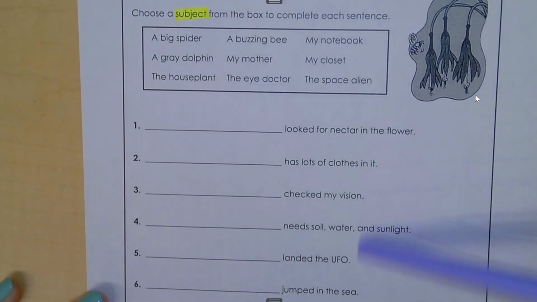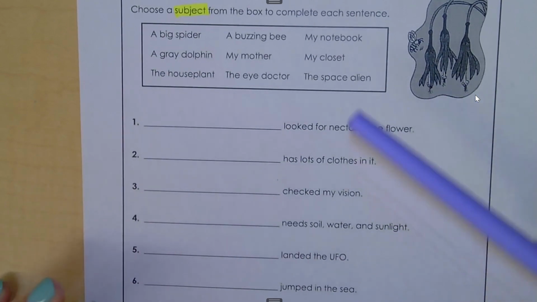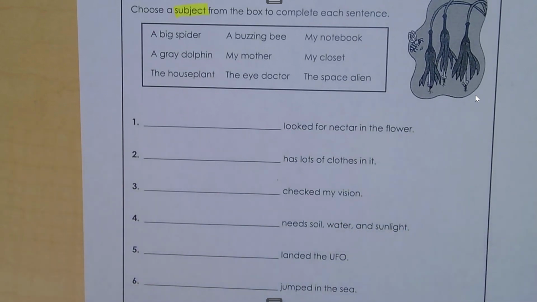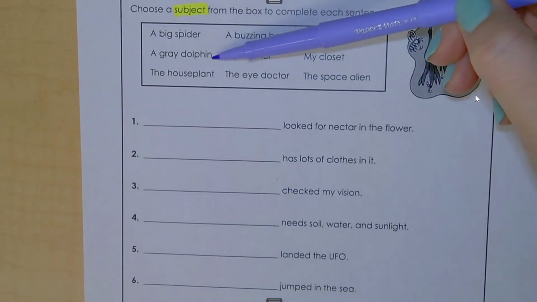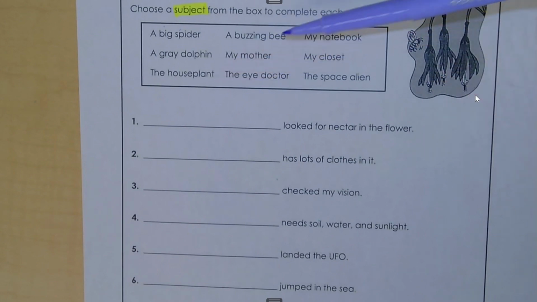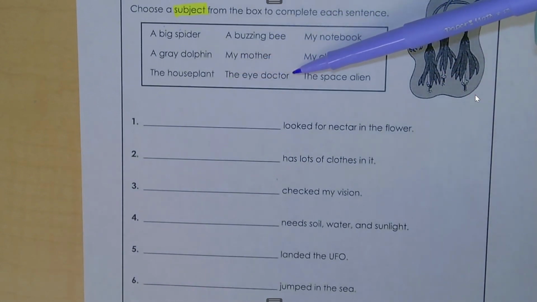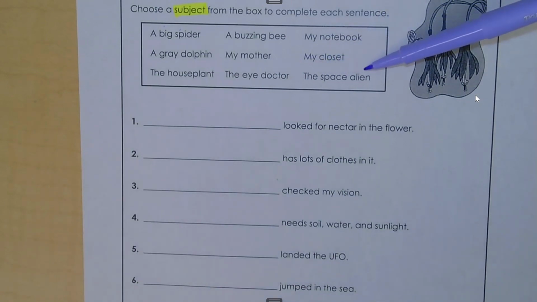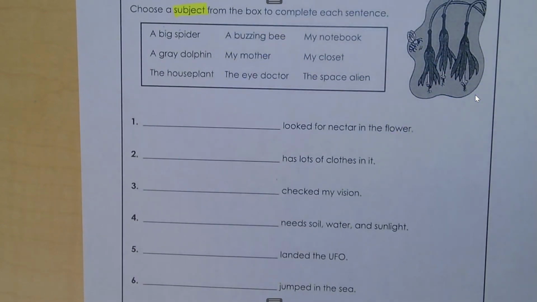Down here, we have their predicates, or the remainders of the sentences. So we're going to match the correct subject with the correct predicate to make a complete sentence. So first, let's read through our choices, okay? A big spider, a gray dolphin, the house plant, a buzzing bee, my mother, the eye doctor, my notebook, my closet, the space alien. These are all subjects of the sentence, okay?